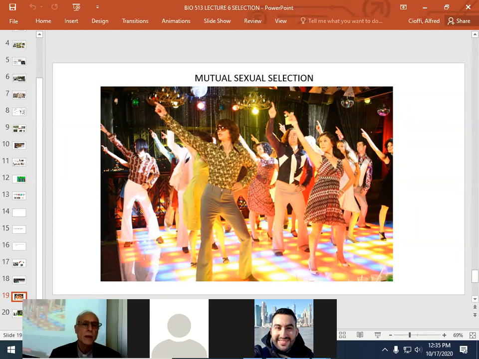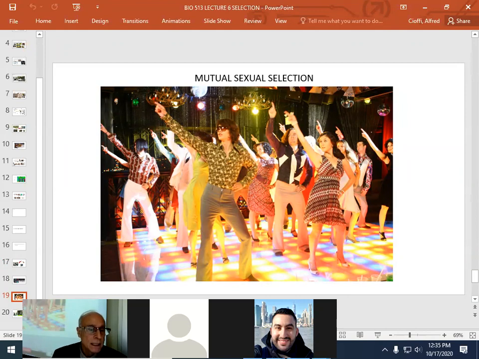So hopefully the will kicks in above and beyond the instinct so that the selection is done consciously and for good reason, but we're not immune to selection of male competition and male choice.